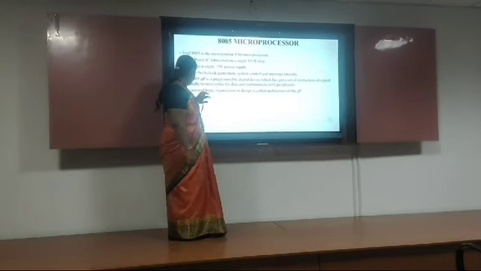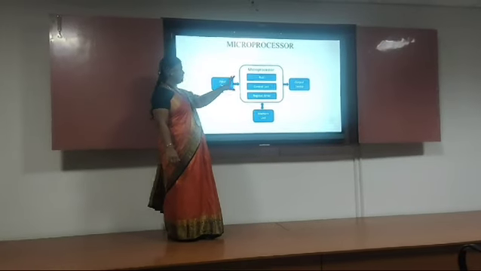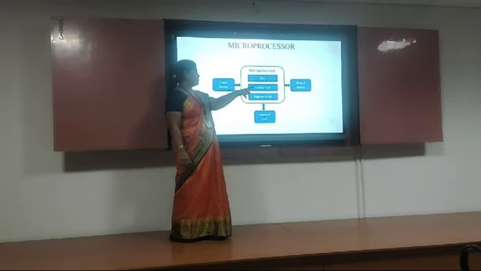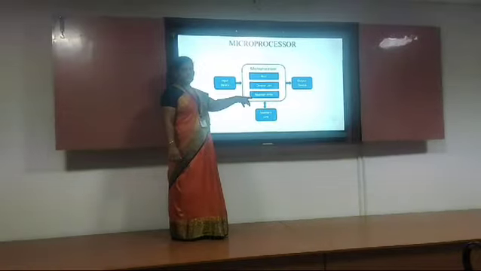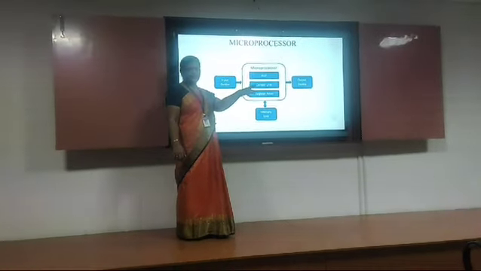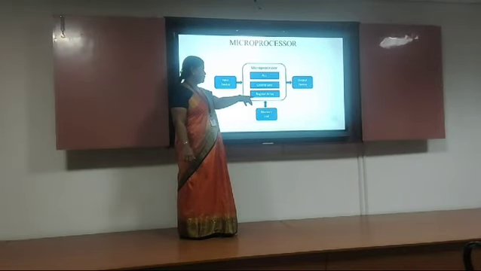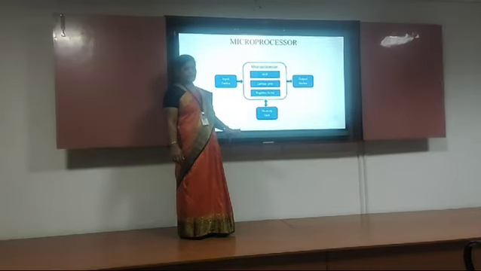Then comes your output device. So this is the basic outlook of a processor. So input device, and in the microprocessor we have ALU, control unit and register array. ALU, that is arithmetic and logic unit, performs arithmetic and logical operations. Then we have the control unit, then we have the register array. So the memory unit is separately attached to the processor.